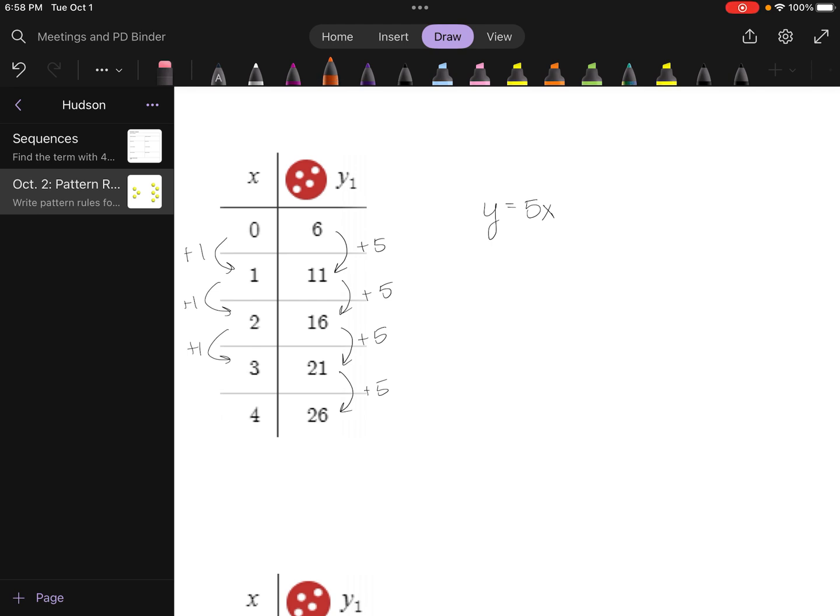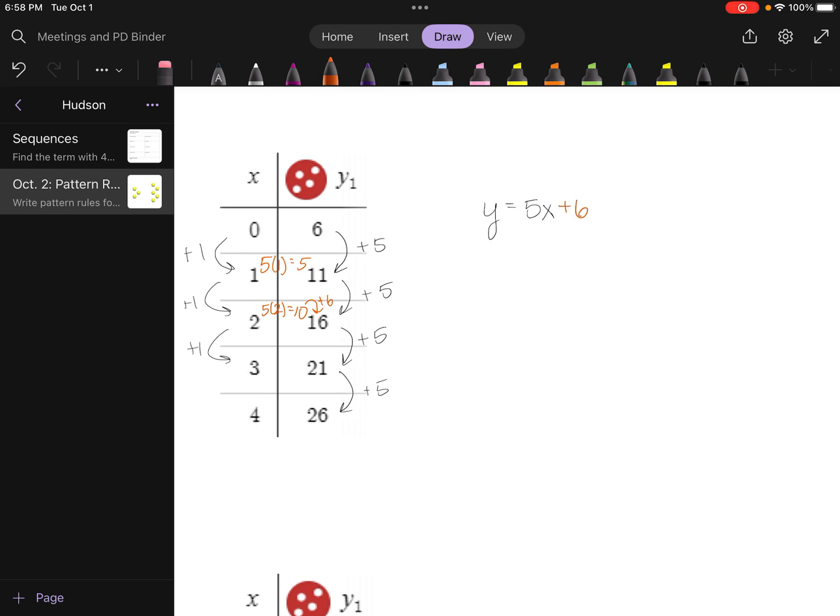But I have a small problem, because if I took, for example, 5 and multiplied it by 1, well, that gives me 5. Or if I took 5 and I times it by 2, that gives me 10. But I don't want 10, I want 16. So how do I get from 10 to 16? I have to add 6.